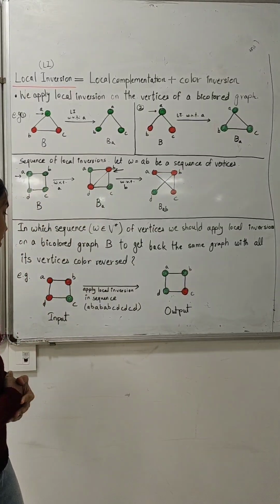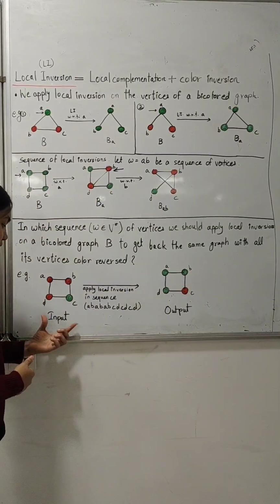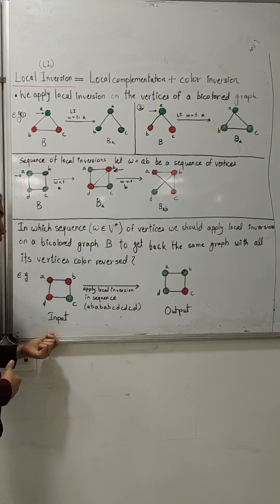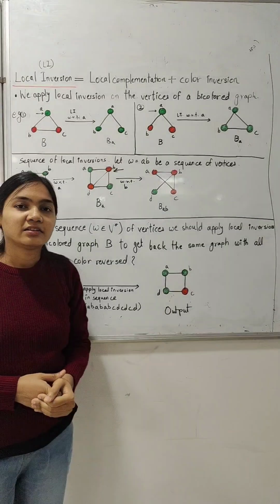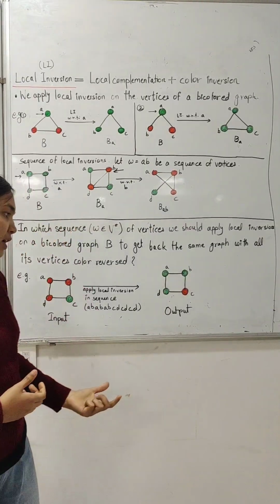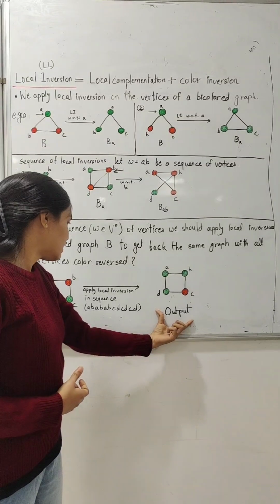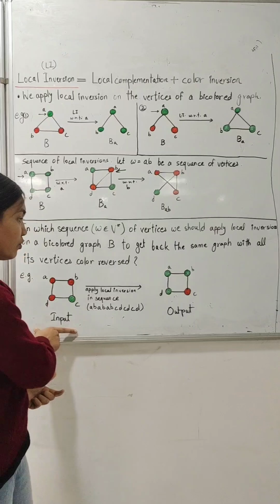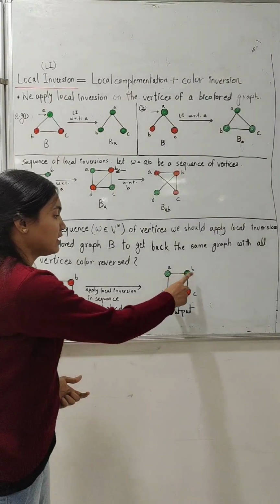And my problem statement is I am given a bicolored graph which is also connected on at least two vertices. In which sequence should we apply the local inversion so that we achieve this output graph? So this output graph has the property that it has the same underlying structure as the input graph, but the color of the vertices is flipped.